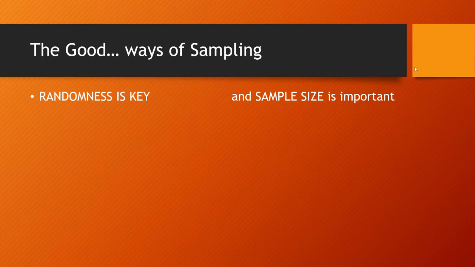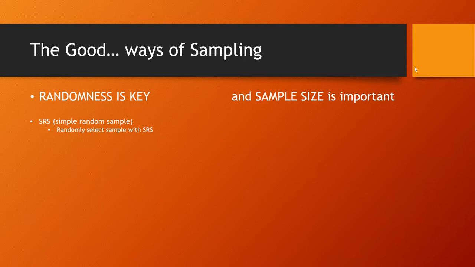Well, randomness is key. In convenience and voluntary, there was no randomness. So in SRS, cluster, stratify, and systematic, there is randomness, okay? And sample size is also important. Larger the sample is always better. Okay, so where do we see our randomness? In an SRS, in a simple random sample, we randomly select our sample. So we would put all the names in the hat and we would just randomly pick them out, okay?